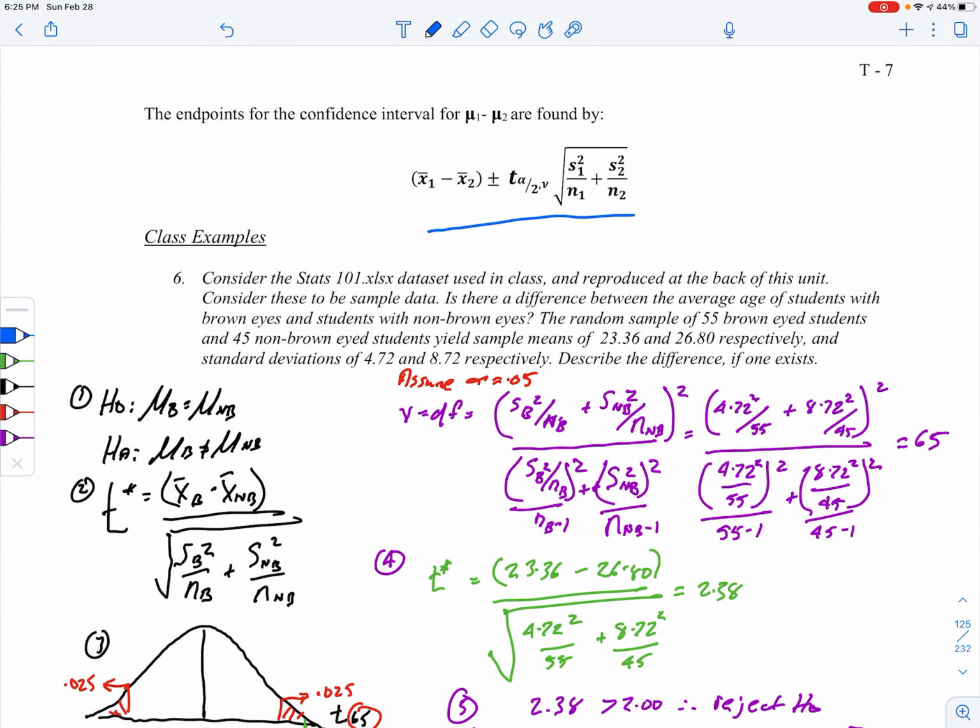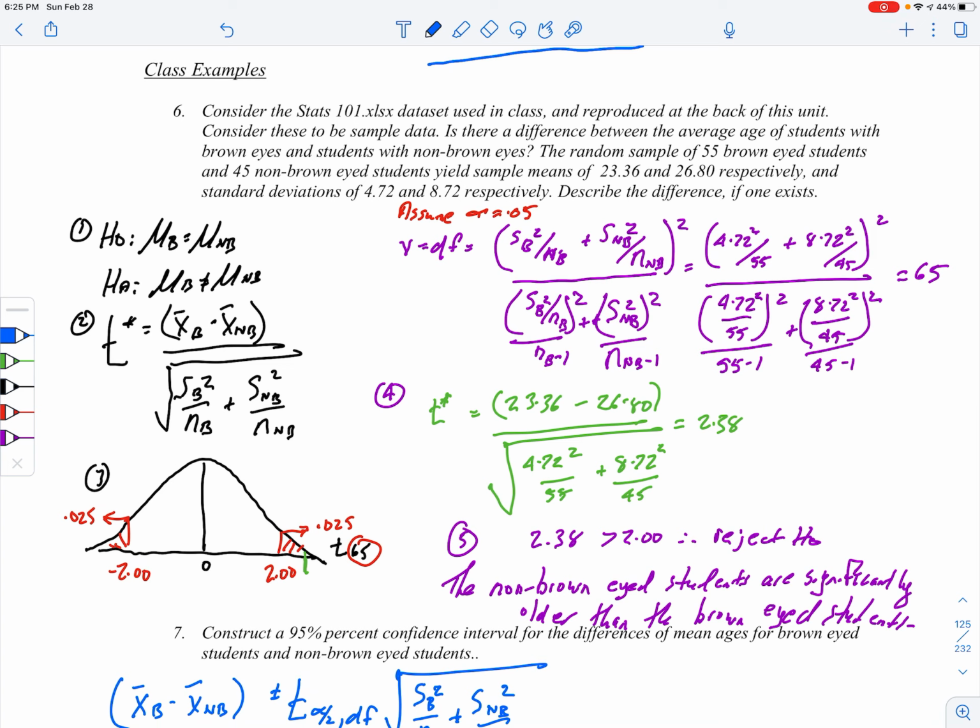So consider the Stats 101 data set used in class. And by the way, you can go and try all of these yourself because you've got access to that data set in your supplementary files folder. So is there a difference between the average age, all right, so that's an interval variable, of students with brown eyes versus those with non-brown eyes? So that is a nominal variable. And so we're going to have brown-eyed students, and then we're going to have their different ages here, and then we're going to have the non-brown-eyed students and their different ages here.